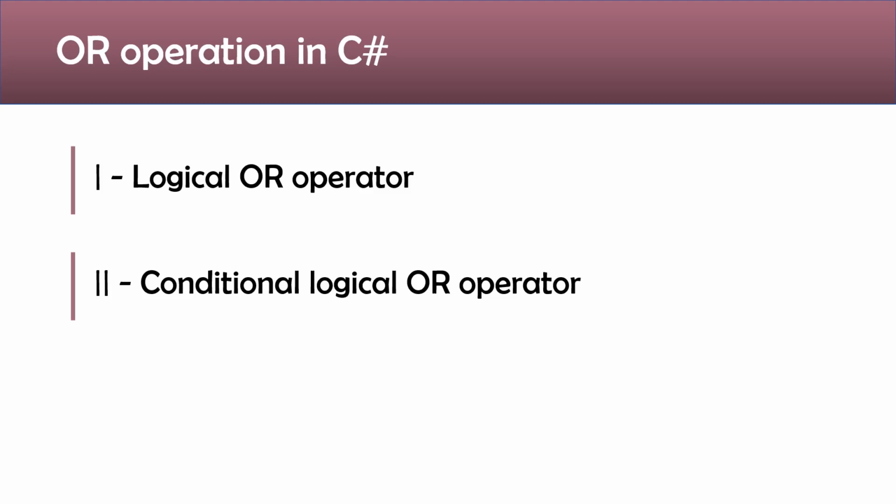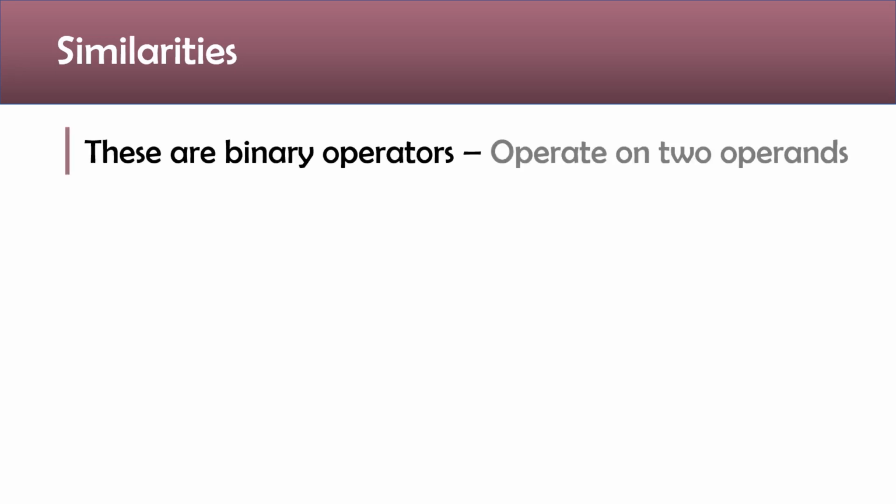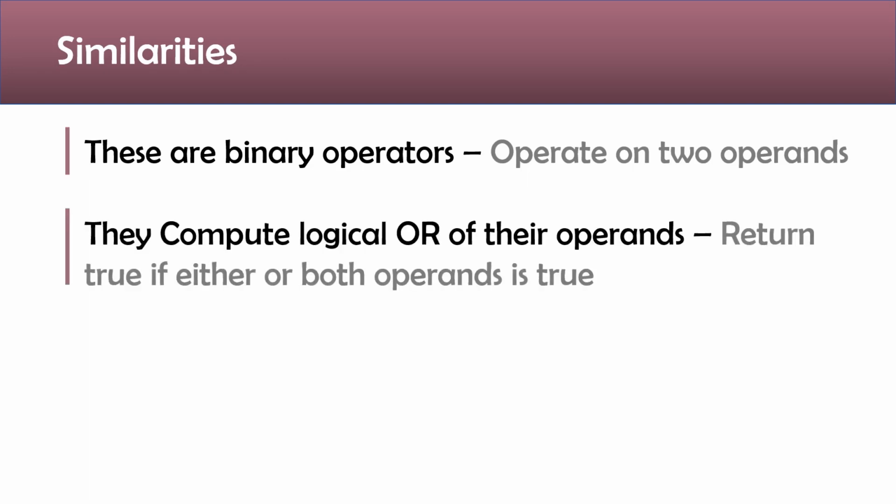Both are OR operators, but there is a small difference between these two operators. Let's start with the similarities between these two OR operators. Both are binary operators. That means they operate on two operands, and they compute the logical OR of their operands. That means they return true if either or both operands is true.